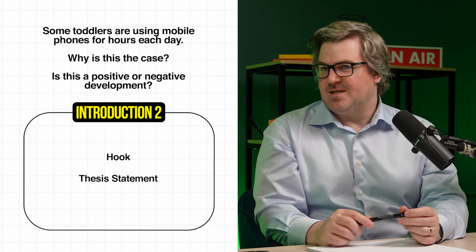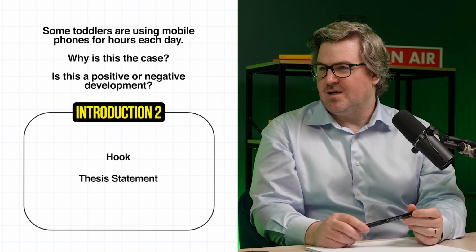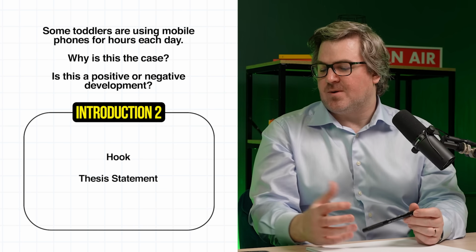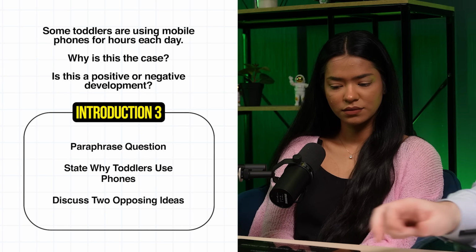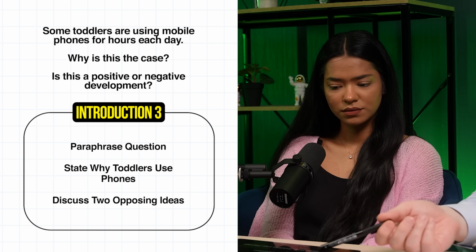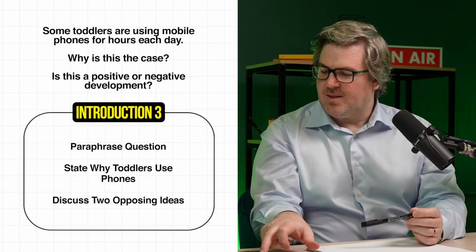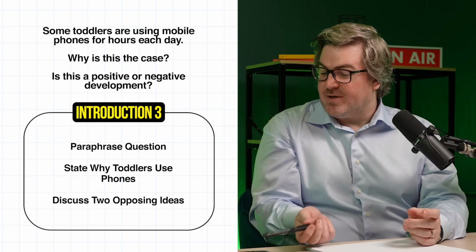Okay. And then a thesis statement is kind of an academic way of saying what you think about the questions. And then introduction 3: paraphrase the question, state why toddlers use phones, and then discuss two opposing views, so three sentences here. I think I would go with introduction 1, the first one.